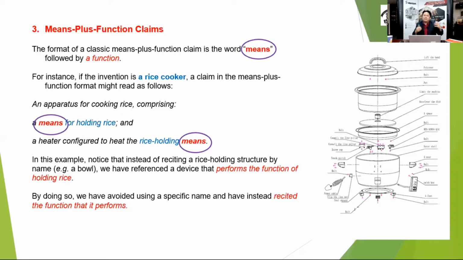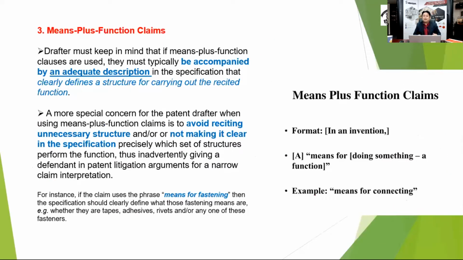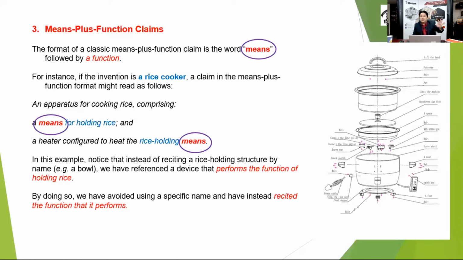So you have a structural something that holds the rice. And you have a heater configured to heat up that something which holds the rice. Okay, you see, this is how we draft means plus function claims. So we have a device that performs this rice function. Next, I hope everyone understands. Yeah, I know it's a bit confusing.